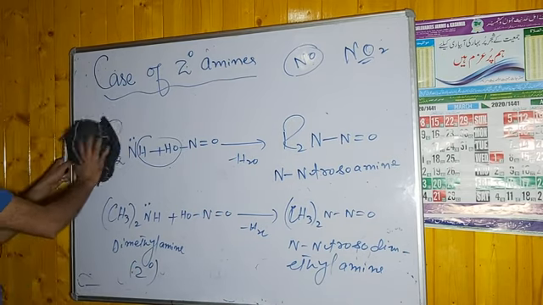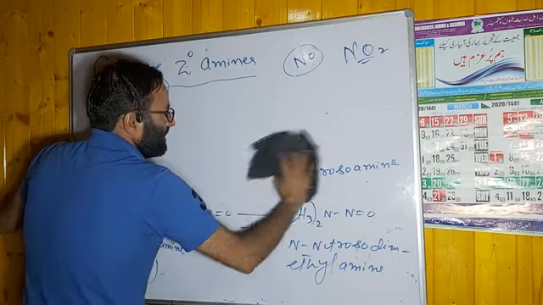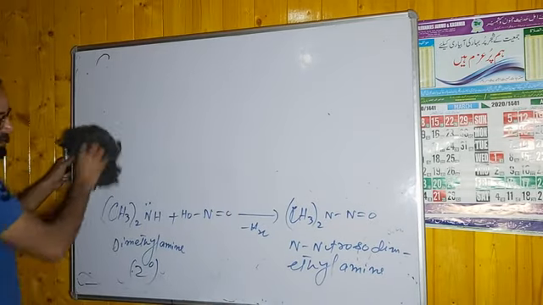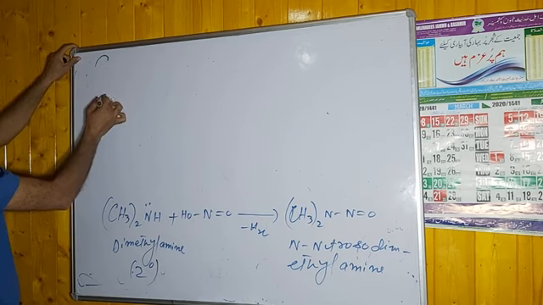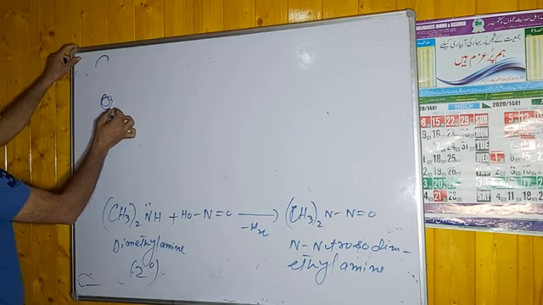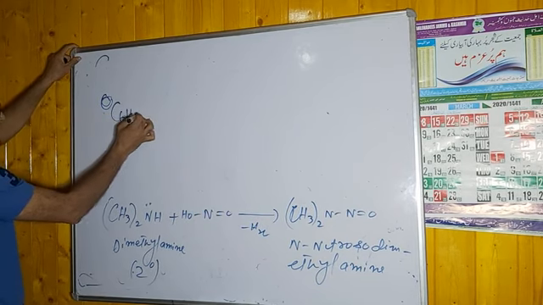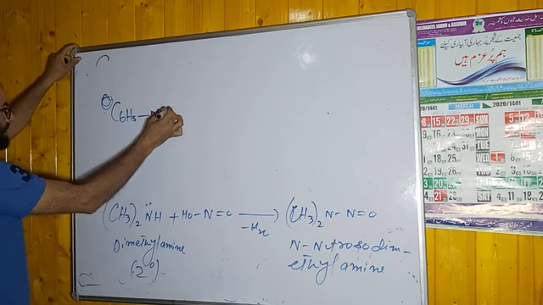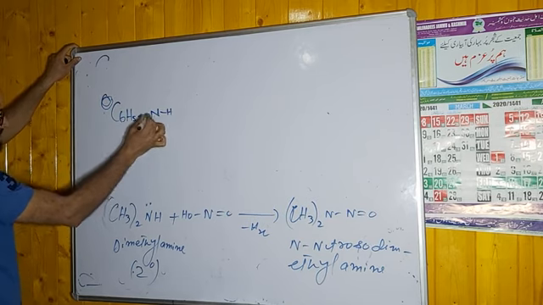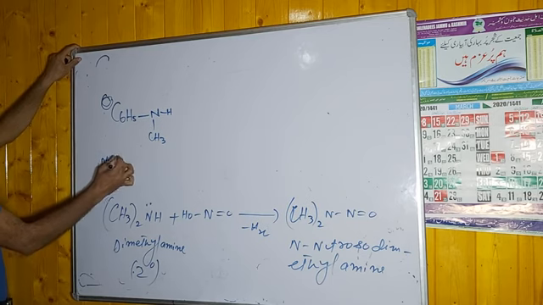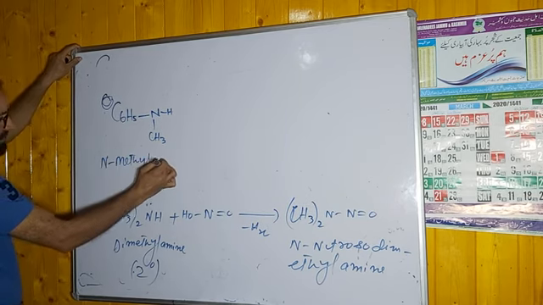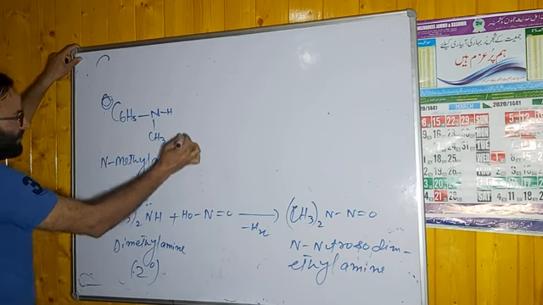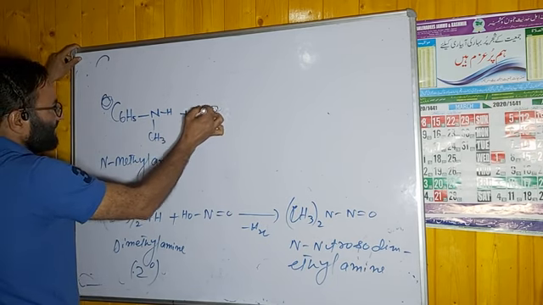Now we will see 2 degree aromatic. You will have benzene, phenyl, C6H5NH. Yahan pe main rahunga CH3. Iska naam kya hai? N-methylaniline. N pe methyl hai, then it is aniline. N-methylaniline. Take its reaction with the nitrous acid.